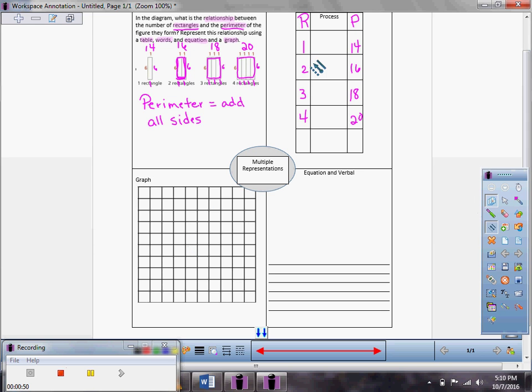Now, since you only have positive numbers here and positive numbers here, it's good to make your graph by putting your x-axis here at the bottom and your y-axis here on the side. So again, this is going to be your x-axis, where we're keeping track of the rectangles. And then you have your y-axis, where you're keeping track of your perimeter.